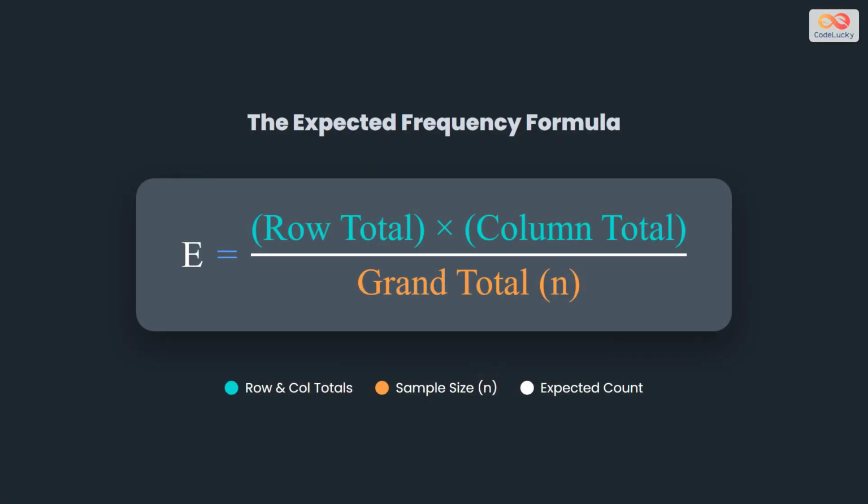To find these numbers, we use this formula. The expected frequency equals the row total multiplied by the column total, divided by the grand total. It might look arbitrary, but there is a very logical reason for this structure.